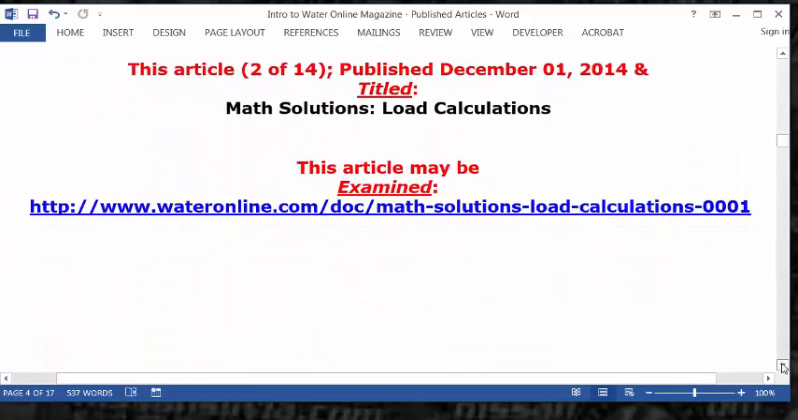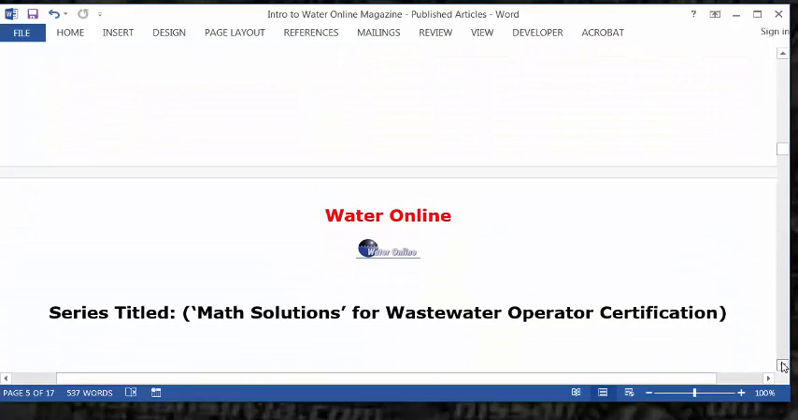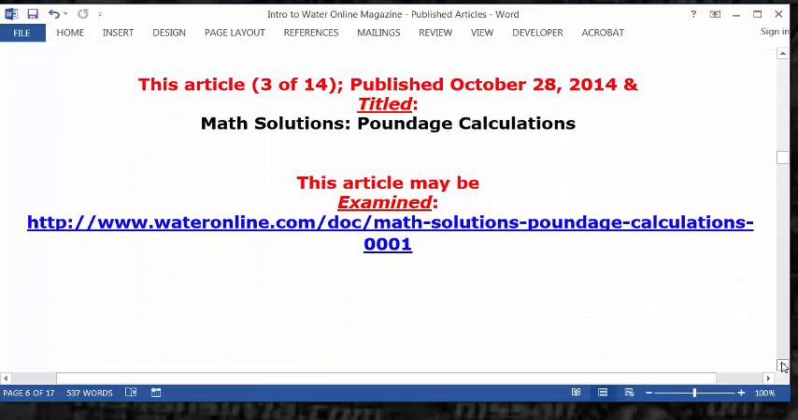Now the second one here, and the next 6, that'd be 7 of them in a row, are going to be the 7 articles in the math solutions. So I'm just going to identify the math topic and the link and the publication date. So on December 1, 2014, which was the last one I published on the math solution, this is load calculations, and this is the link here on their site. The next one in that series, Math Solutions, was published October 28, 2014, and that one was on poundage calculations, and this is a web link.